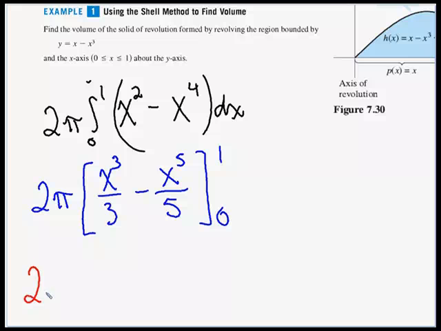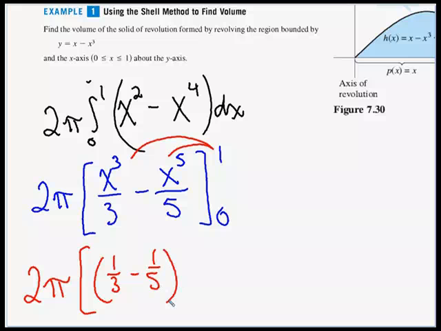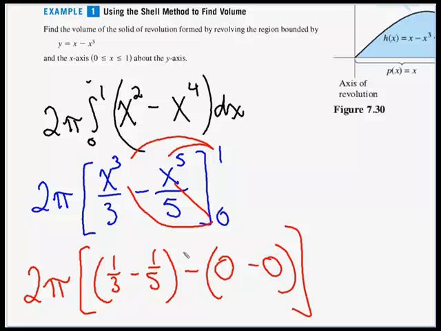We start by plugging in our upper limit of integration, drop in the 1, and we get 1/3 minus 1/5. And for completeness' sake, we subtract the lower limit evaluated, even though we're just plugging in zeros. 0 to the third is 0 over 3, and 0 to the fifth is 0, divided by 5 is 0. For completeness I put it there, but that's not going to affect the problem at all.